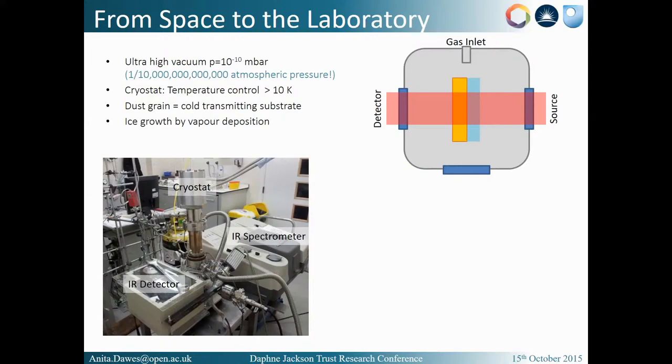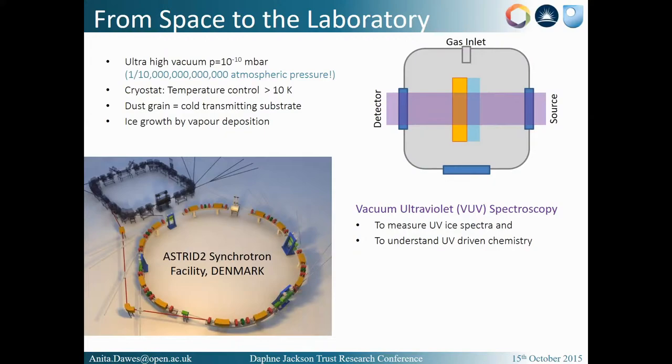The synchrotron we've tended to use most in Europe is the ASTRID synchrotron in Denmark. ASTRID 1 operated for about 20, 30 years, and in the last 2 or 3 years now, they have another one, ASTRID 2, which is an upgrade of that. And this is where we can do most of our ice spectrometry. So this is where most of the data have been taken.